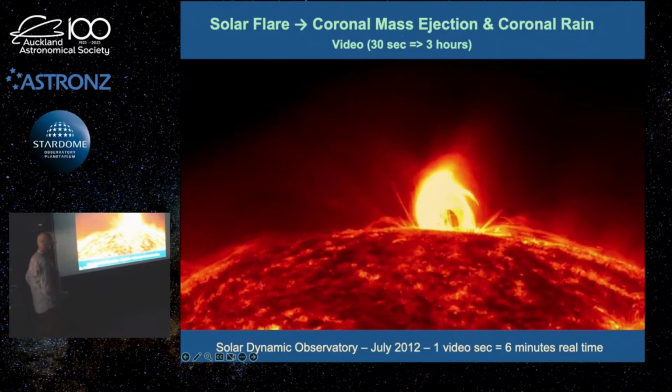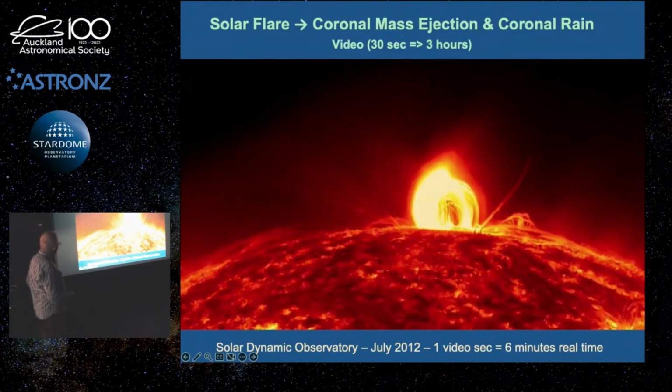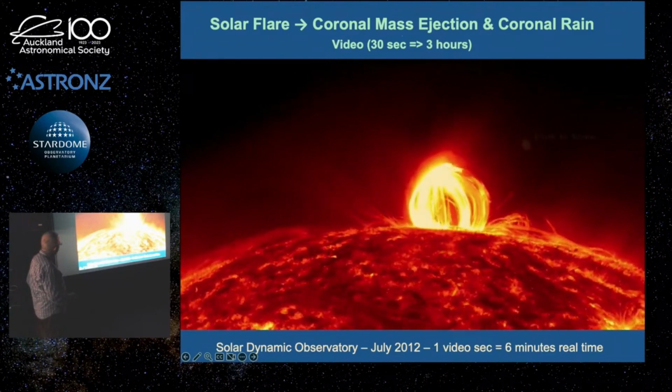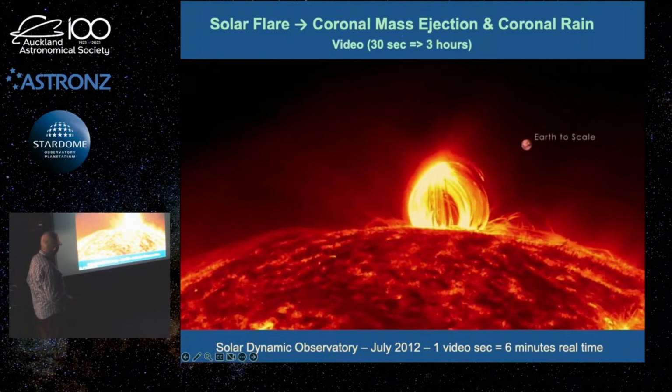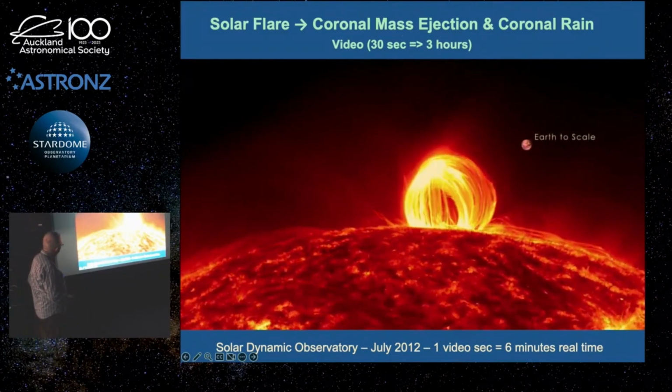There's a picture of Earth comes up here. Give you an idea. These are big loops, magnetic field lines. This is all hot plasma. There's Earth, for comparison of the size of it. They call this coronal rain because it's just raining on down.